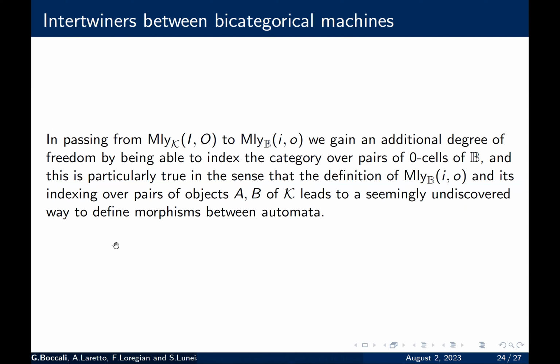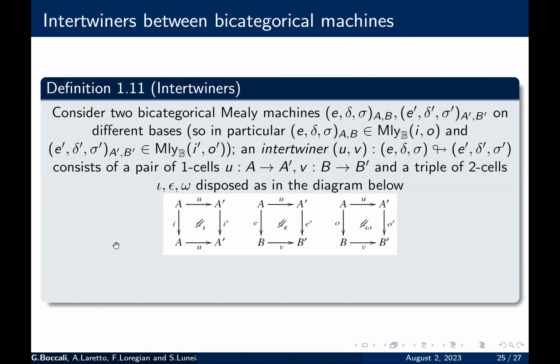In passing from Mealy K to Mealy B, we gain an additional degree of freedom by being able to index the category over pairs of 0 cells of B. And this is particularly interesting in the sense that the definition of Mealy B IO and its indexing over pairs of objects A B of K leads to a seemingly undiscovered way to define morphisms between automata. We call such a morphism intertwiners.